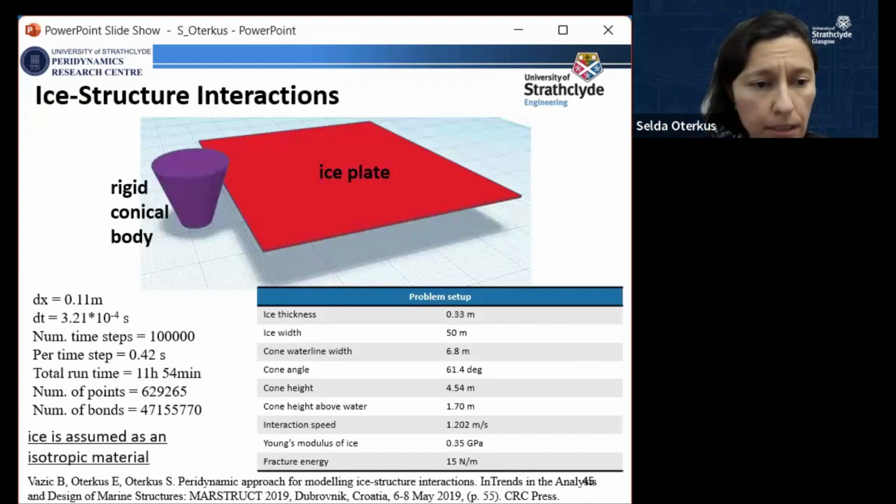Here is an example that we consider. This was an experimental study that was done before. So we replicate their experimental work and we try to understand how the ice will break when it is hit by a rigid conical body. This is the ice plate, and this is a rigid structure that's hitting our ice.